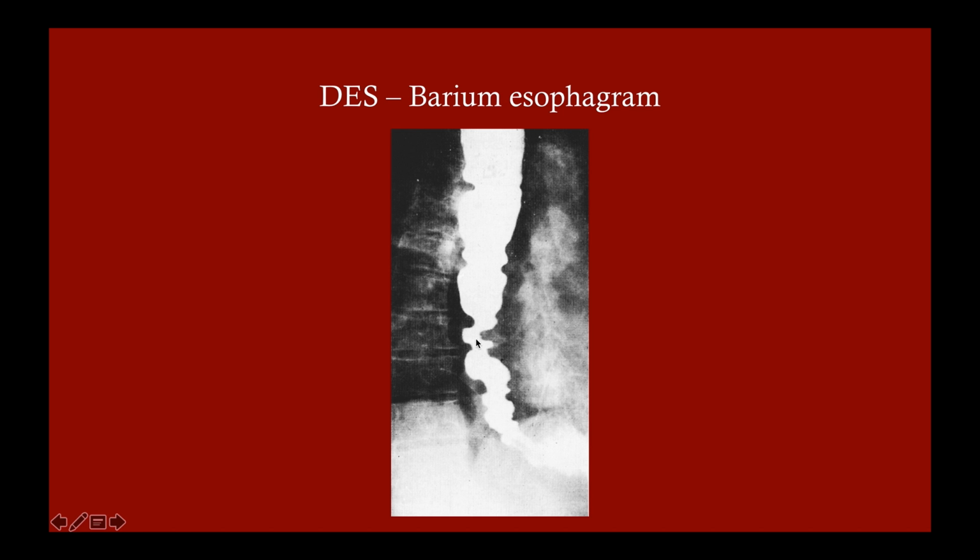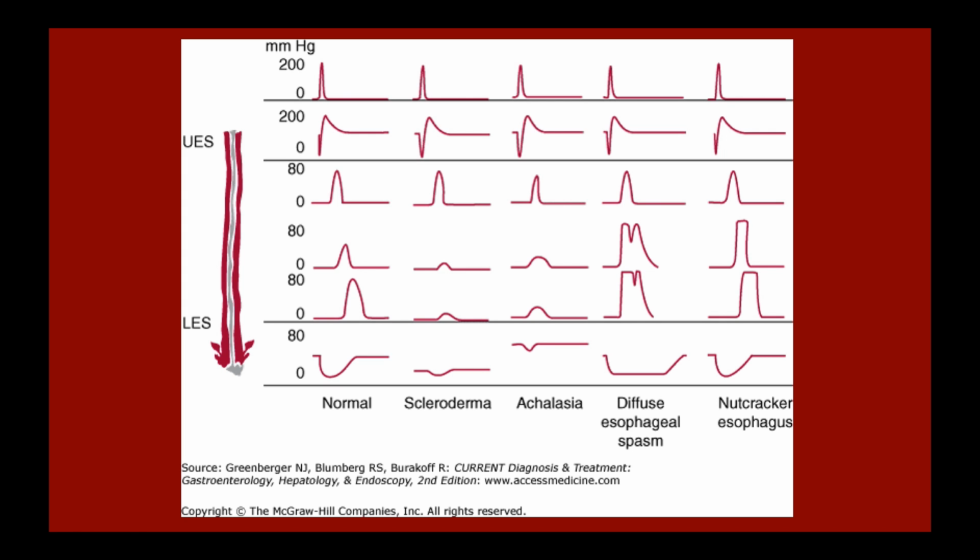And then this is the corkscrew esophagus. So if you see this, you know your diagnosis, but the problem is it's not always going to be present if you were to perform it, so manometry is just better. This is an illustration of what manometry looks like. Two of the things that we talked about, we didn't talk about scleroderma, but achalasia and diffuse esophageal spasm. If you're given a manometry on the USMLE, it will be one of these two things.